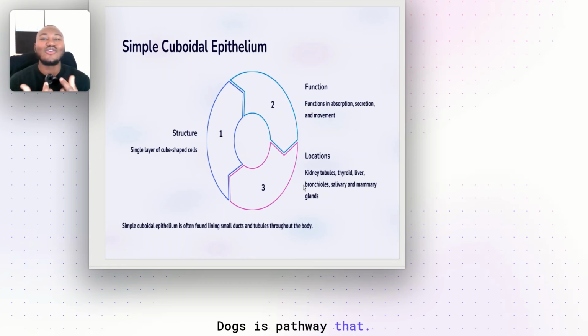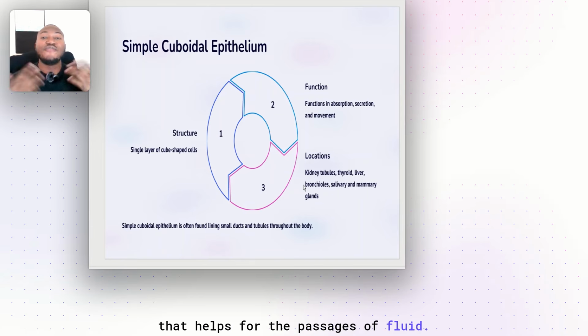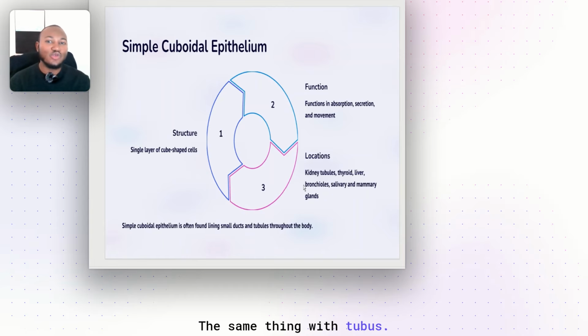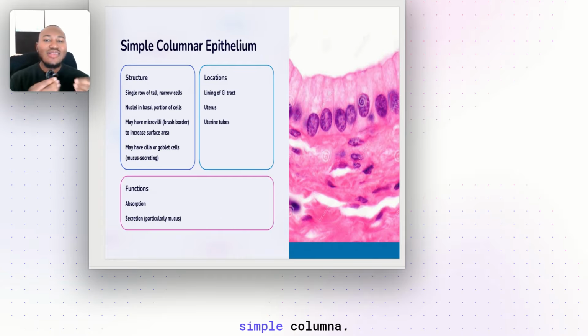A duct is a pathway that helps for the passage of fluid. It's as simple as that. The same thing with tubules. So that will help you to understand. This is cuboidal, cup. All right. Now, simple columnar.